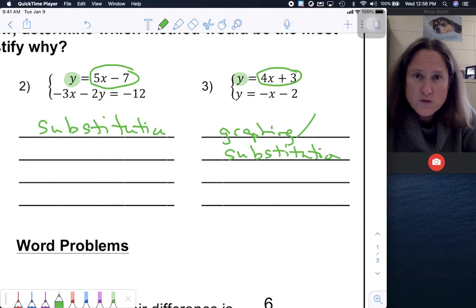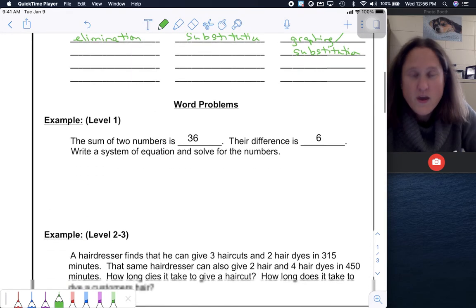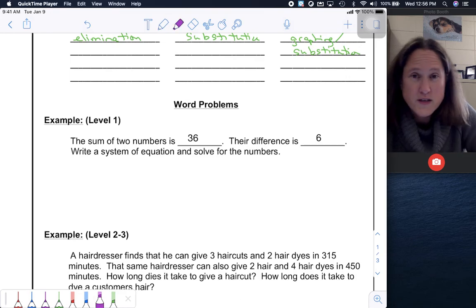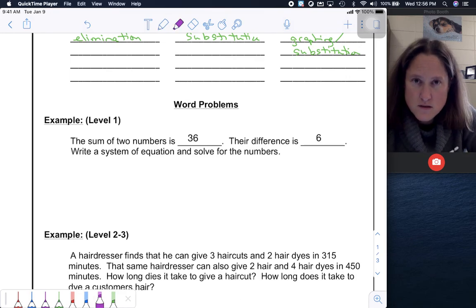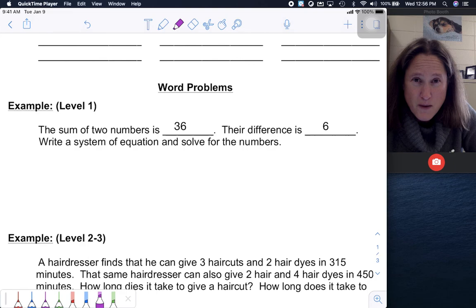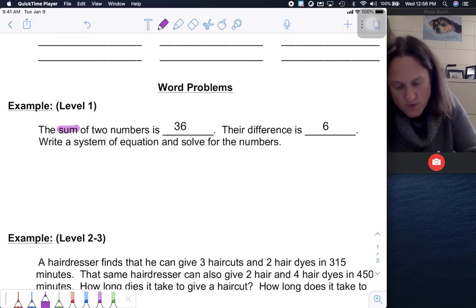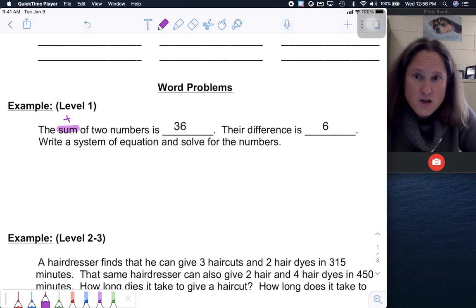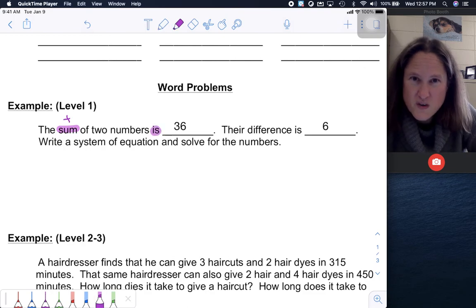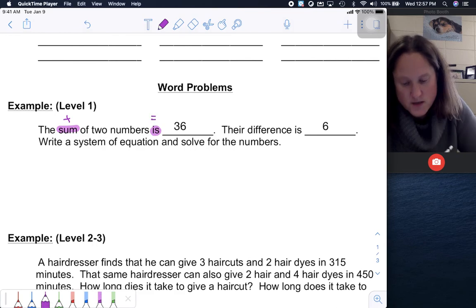Okay? So we're still doing that same stuff, only first we have to write the system. That's our job. So let's take a look at a level 1 type question. Just to pass the summative, you have to be able to do this. Okay? The sum of 2 numbers is 36. So remember, going back to like the first week of school when we talked about translating, sum is the fancy word for addition. So if we add 2 numbers together, we don't know what the numbers are, but if we add them together, they equal, because remember, is is the fancy word for equals, 36.